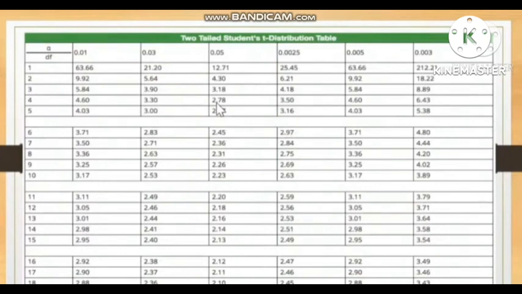So this is the only difference between large sample and small sample tests. Here we have to consult the T table, and the degree of freedom is important. We should always remember that the degree of freedom is n minus 1, 1 less than the sample size.